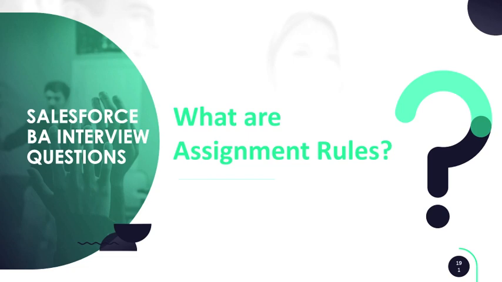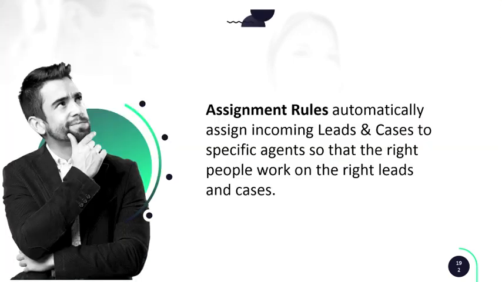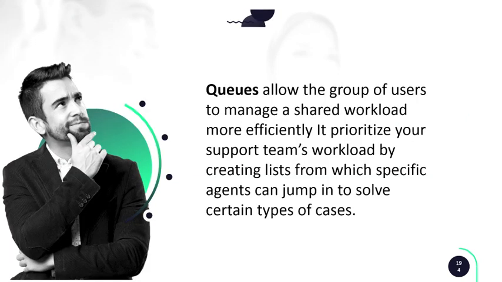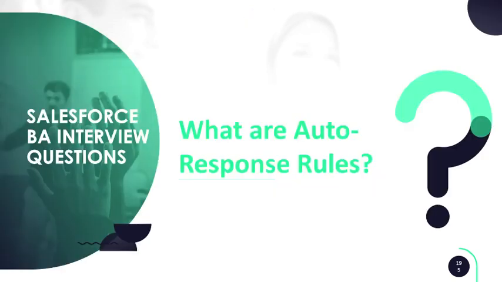Number 37. What are assignment rules? Assignment rules automatically assign incoming leads and cases to specific agents so that the right person works on the right leads and cases. Number 38. What are queues? Queues allow a group of users to manage a shared workload more efficiently. It prioritizes your support team's workload by creating lists from which specific agents can jump in to solve certain types of cases.